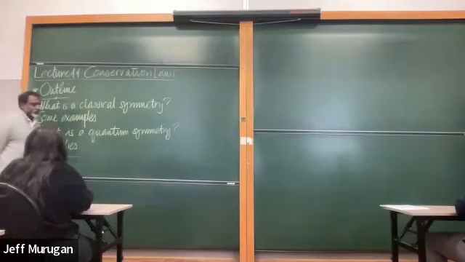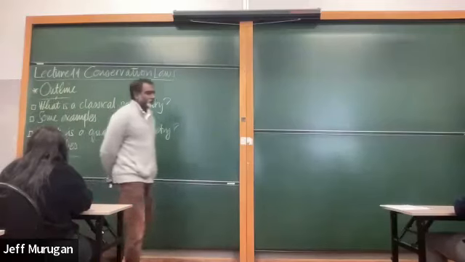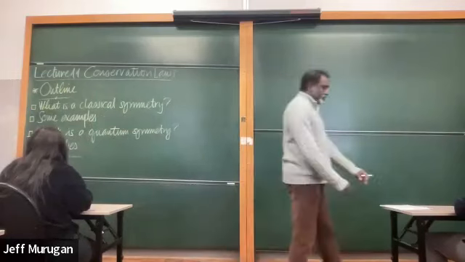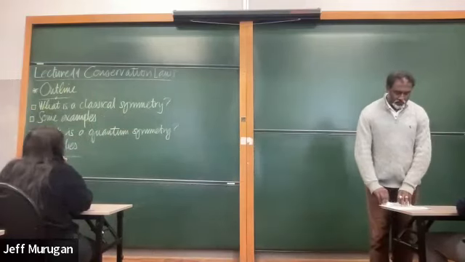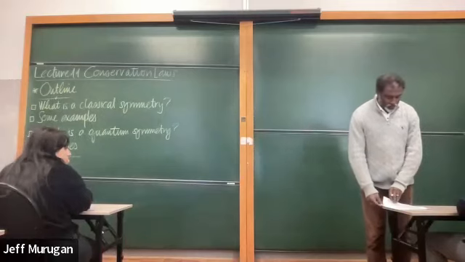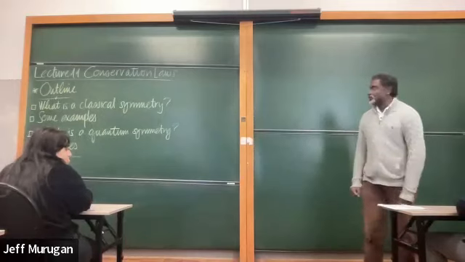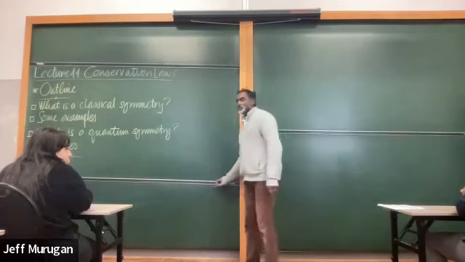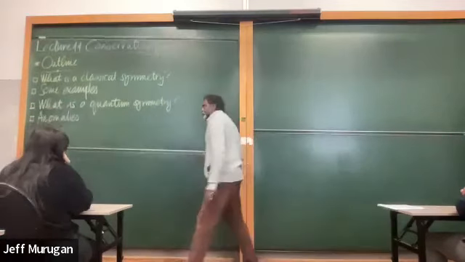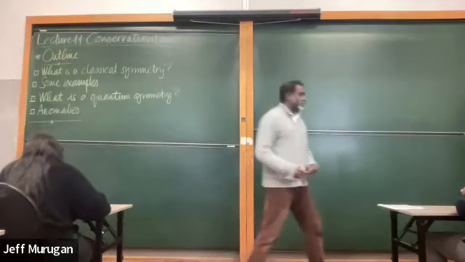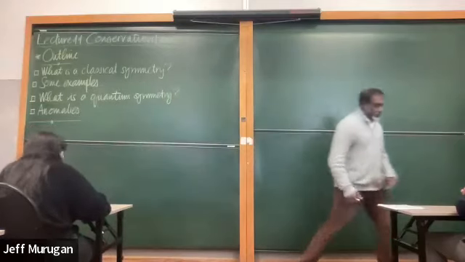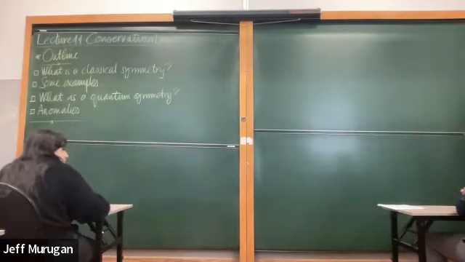So again, Noether's theorem tells us that for every continuous global symmetry, there is a conservation law. What we want to do is try to make this statement mathematically precise. I need to expand on what all of these words mean, starting with what exactly is a symmetry.